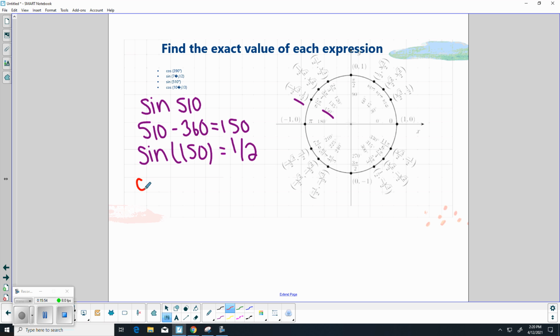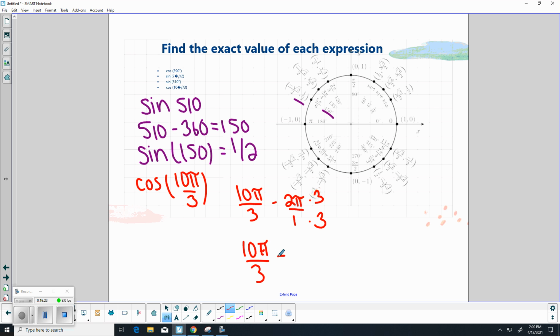We got cosine 10 pi over 3. And we would take 2 pi from it. We have to make this over 3, so 10 pi over 3 minus 6 pi over 3. That would equal 4 pi over 3.